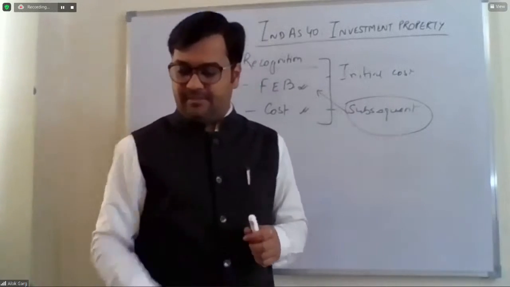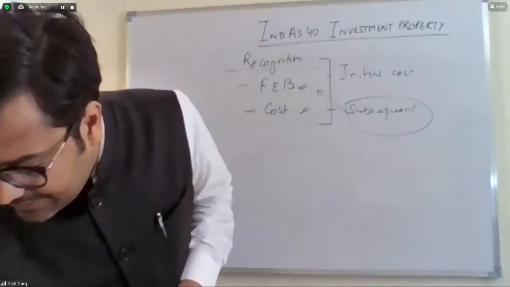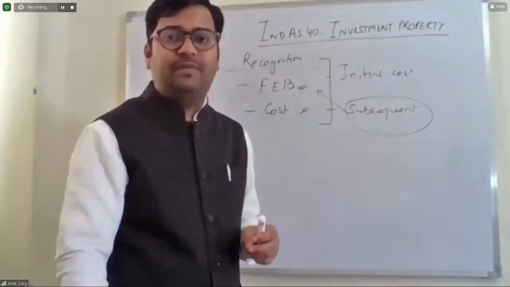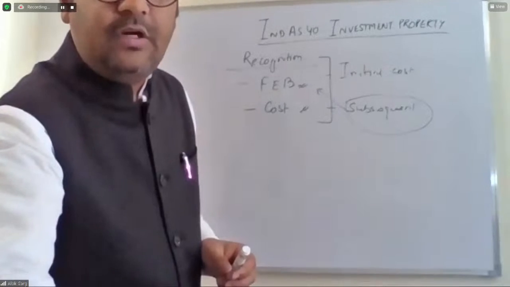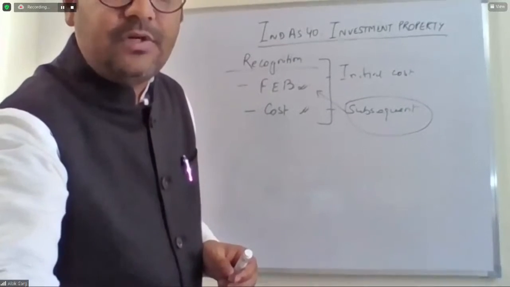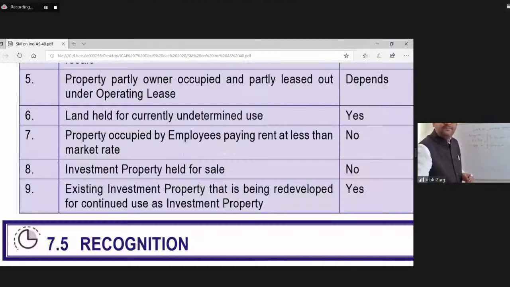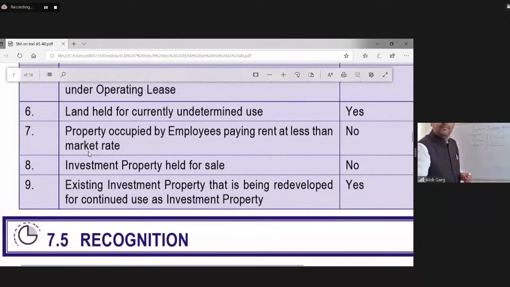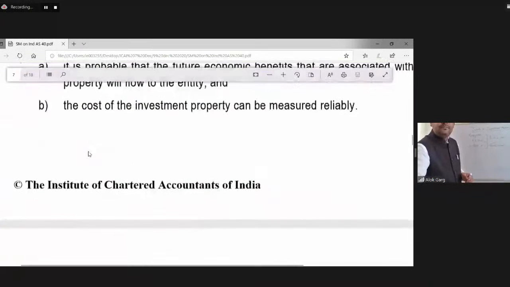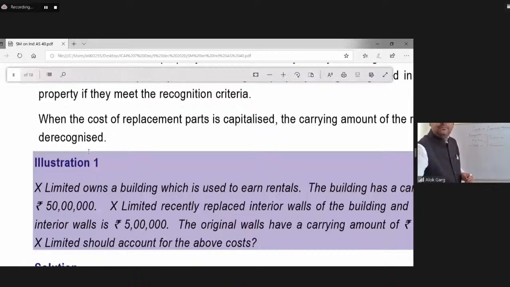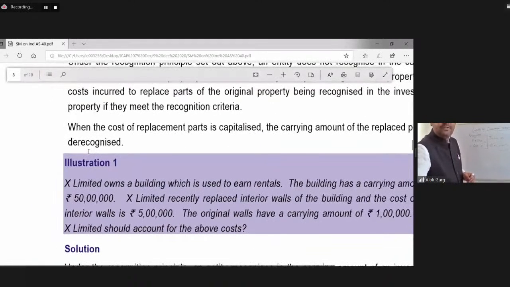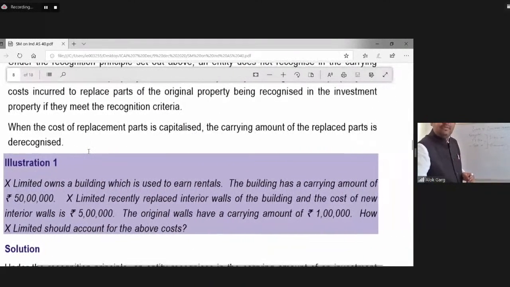Great. So let me take illustration number 1 of the institute study material. Let me share the institute study material illustration number 1. I hope this study material is visible to you.